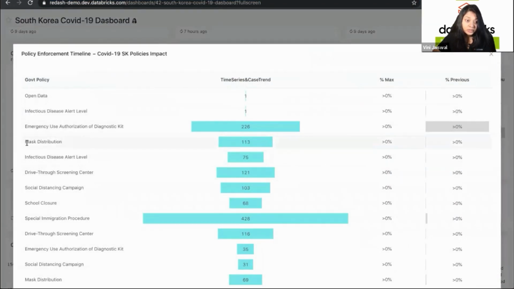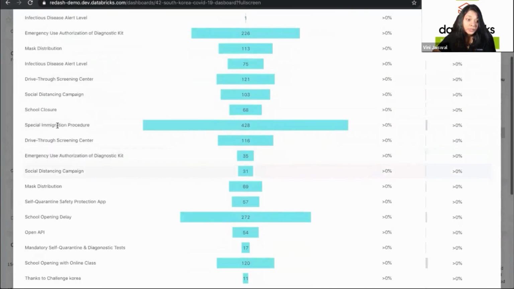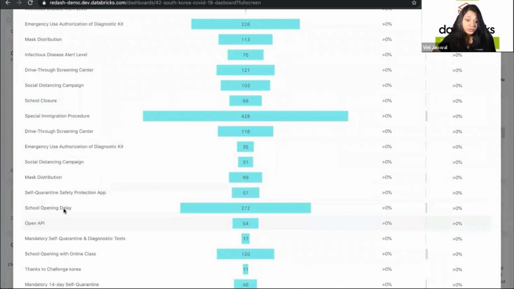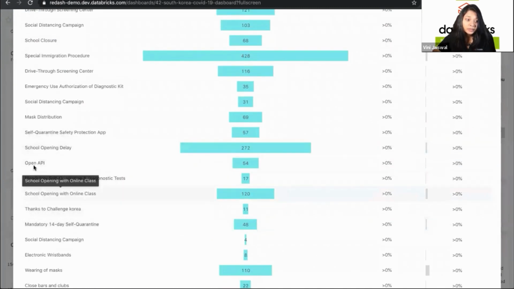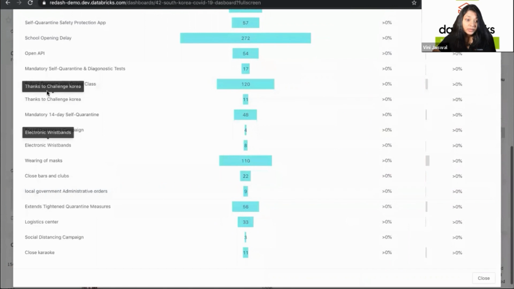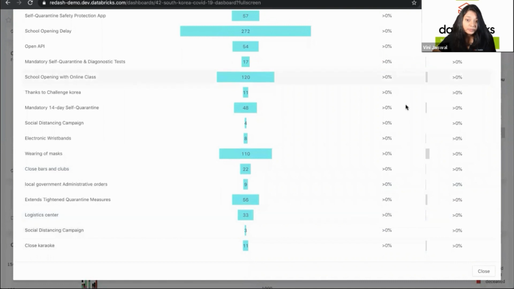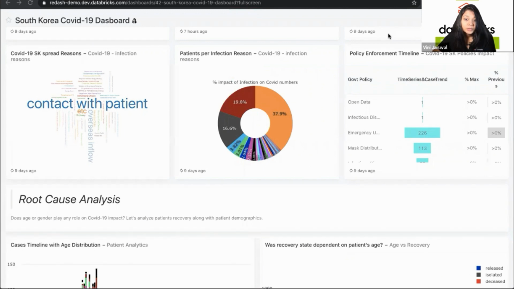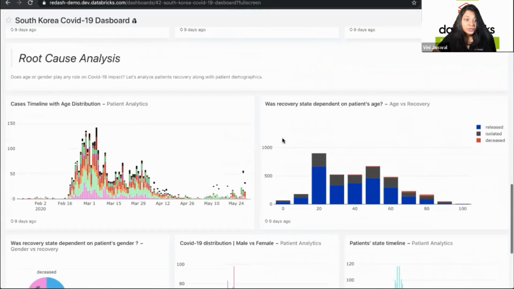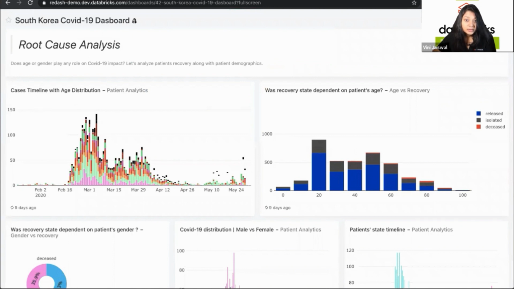There were various policies: emergency use of diagnostic kit, mass distribution, infectious level disease alert, social distance campaign, mass distribution, school opening delay that was impacted, then school with online classes, wearing of mask became very significant, extents of quarantine measures, and it kept going. So that was about some analytics on spread. Let's look at some of the root cause analysis.